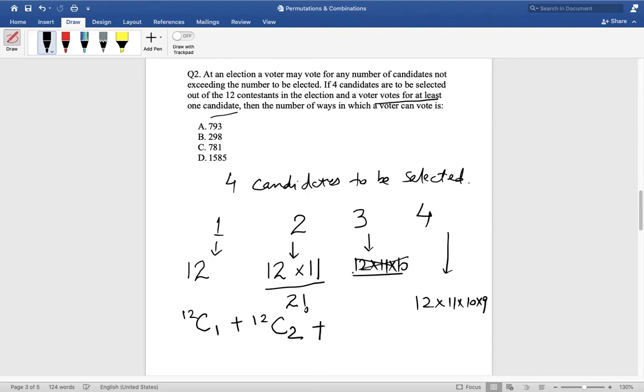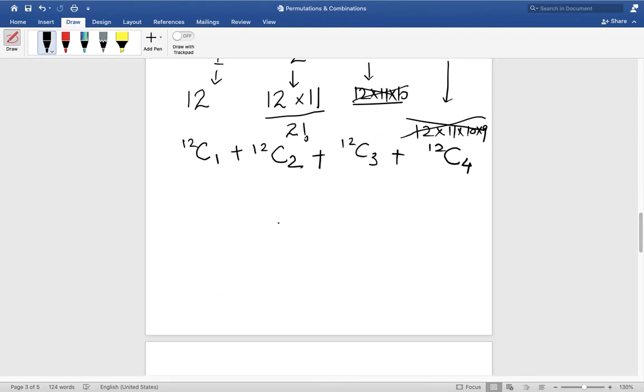So let us not use this method. 12C3, 12C4, right? The number of ways in which you can choose one person out of 12 is 12C1. The number of ways in which I can choose two candidates from 12 is 12C2. Similarly, for 3 it is 12C3, for 4 it is 12C4. Now we just have to calculate the value of 12C1.